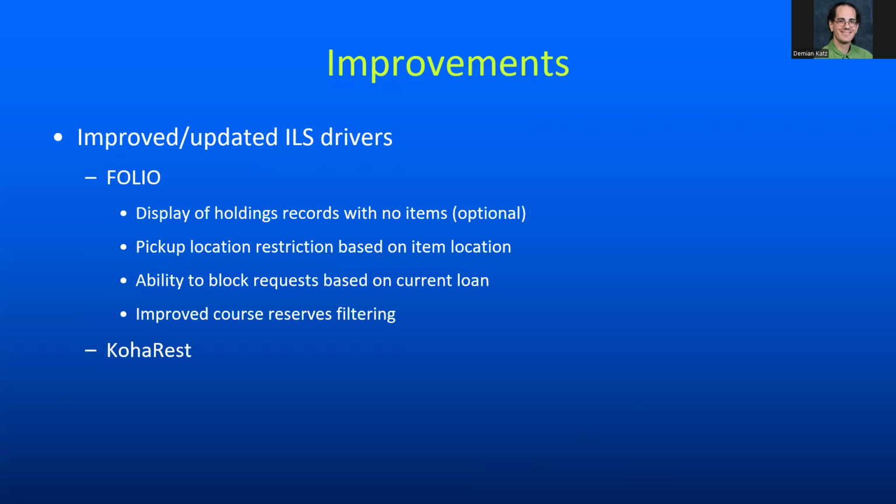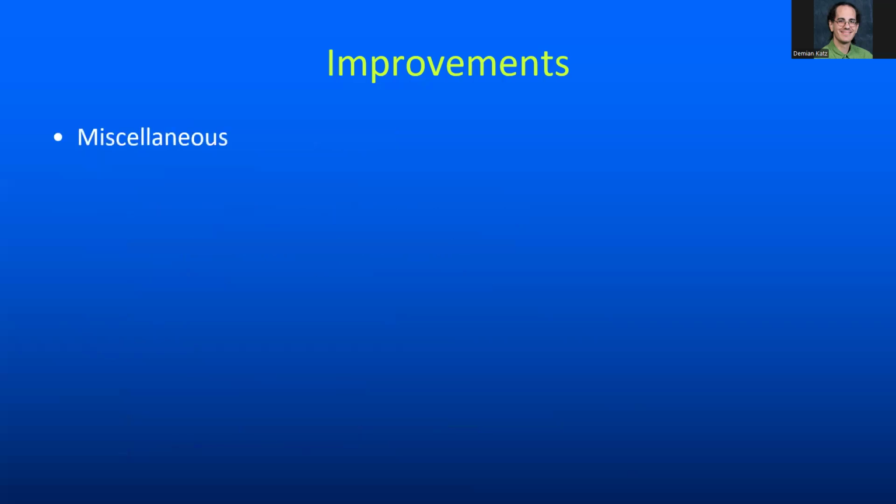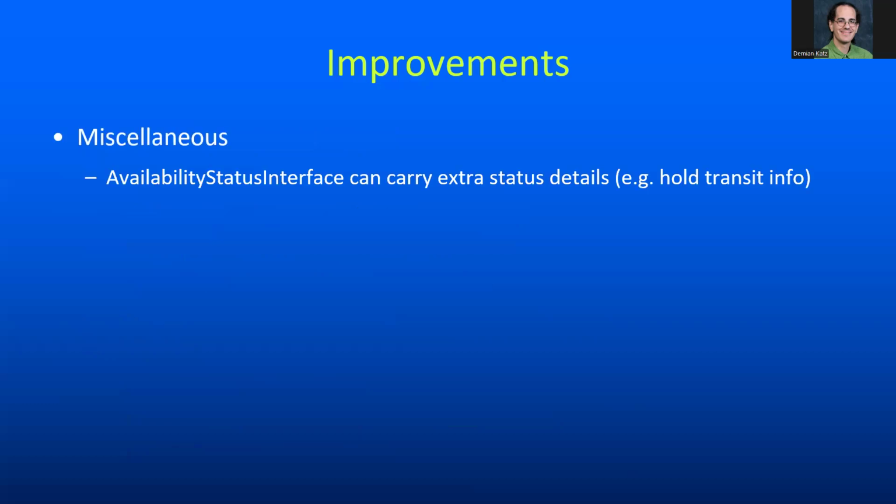There have also been some improvements to the Koha REST driver. It's possible to limit item displays by type, to include suspended holds in the length of queues, and to display not only holds, but also recalls in the user's account area. And there are a few other miscellaneous improvements.